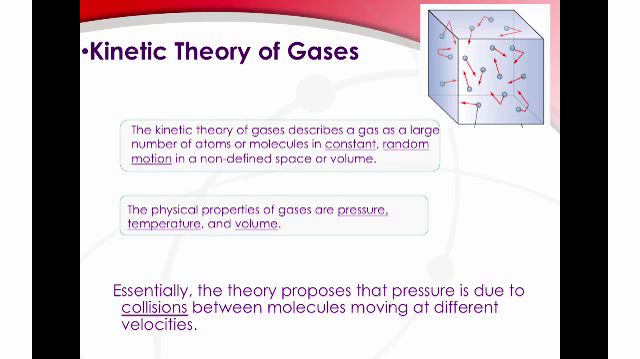Essentially, this theory proposes that pressure is due to collisions between molecules moving at different velocities. So not only are these colliding with the walls of the container, but they are colliding among themselves.